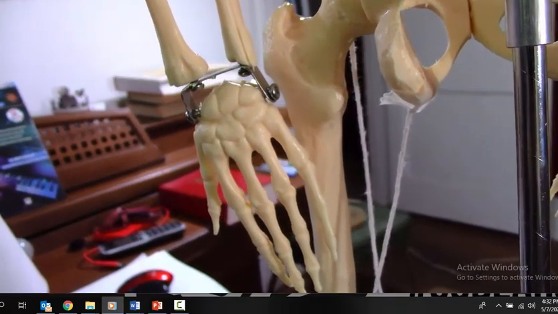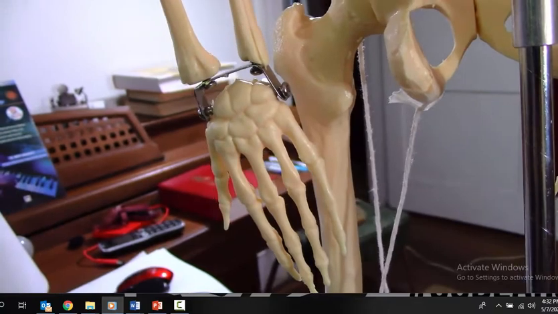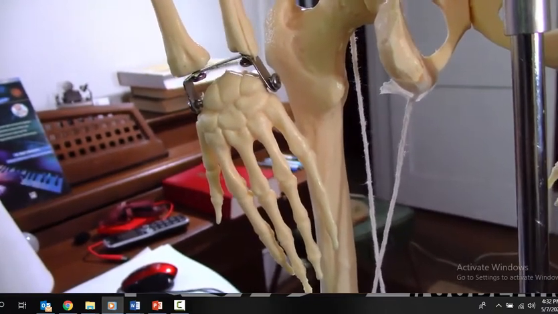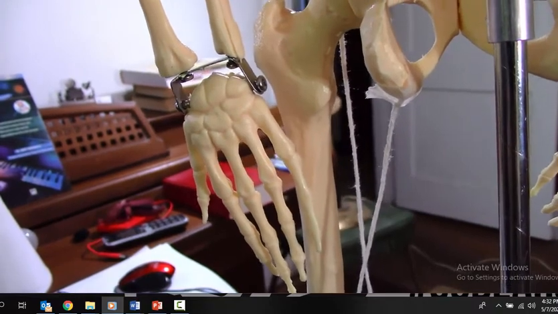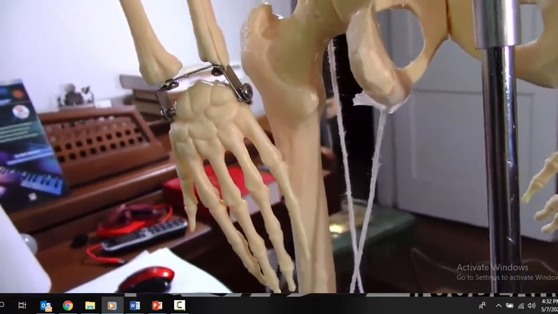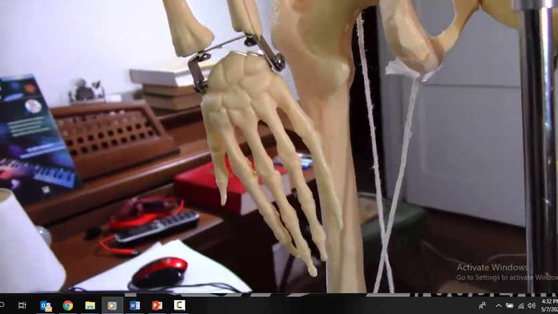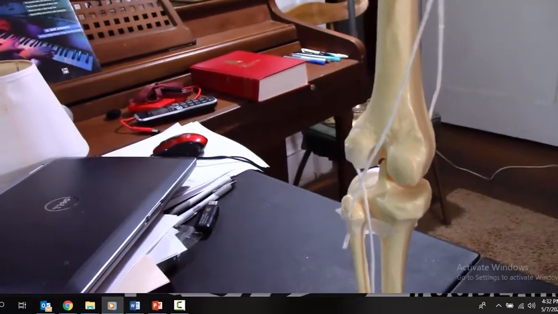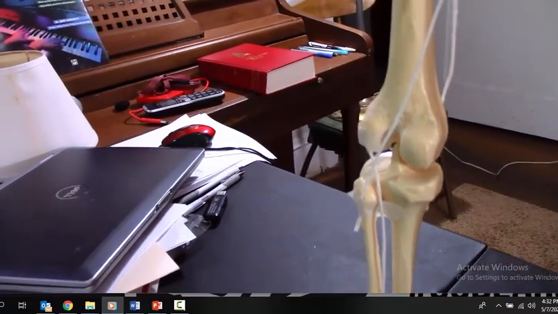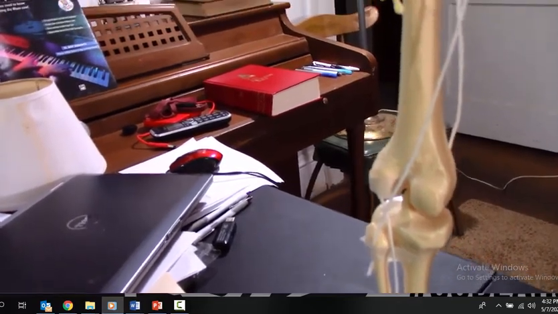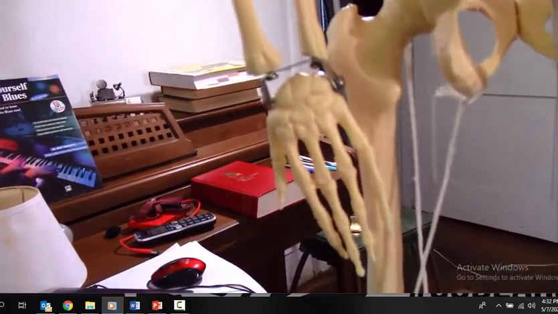The biceps femoris is the prime mover of the hamstring group, and it originates on the ischial tuberosity. See, that's the ischium, and then it goes down there and inserts laterally on the head of the fibula, the little lateral bone on the fibula. So that's the biceps femoris.